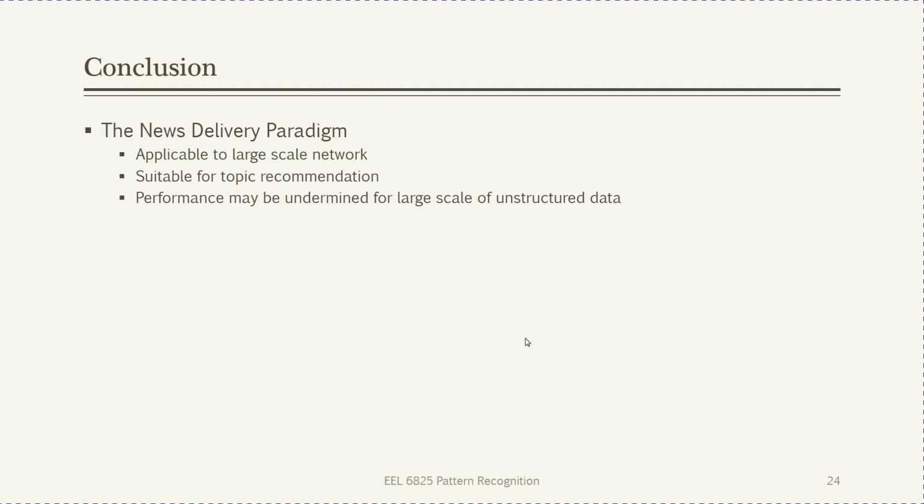All right, this is the last part, the conclusion. To recap, the proposed idea offers a news topic pushing architecture. The total number of users is four. We know that it has some advantages: it is applicable to a large-scale network and suitable for topic recommendation. It also suffers some problems that might undermine the performance on large-scale unstructured data.